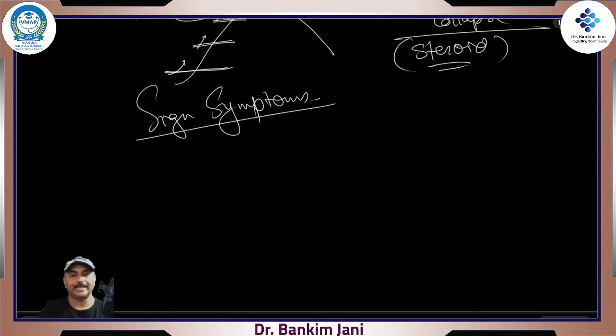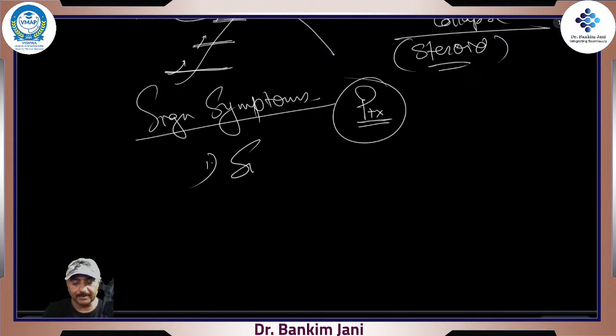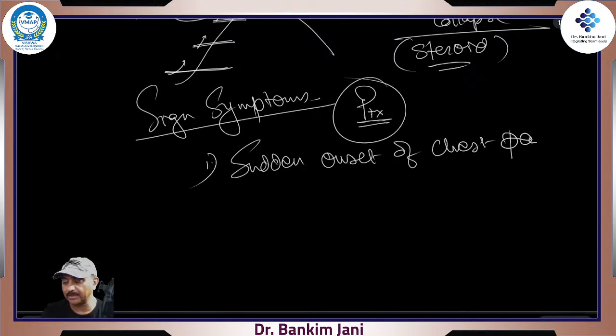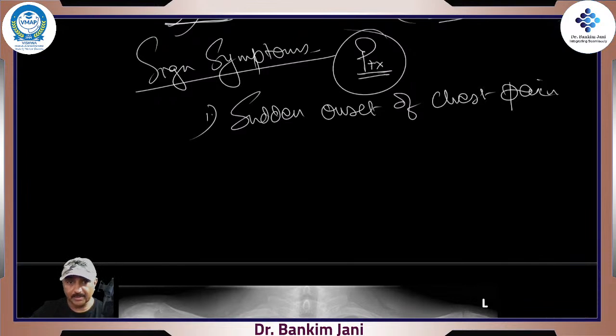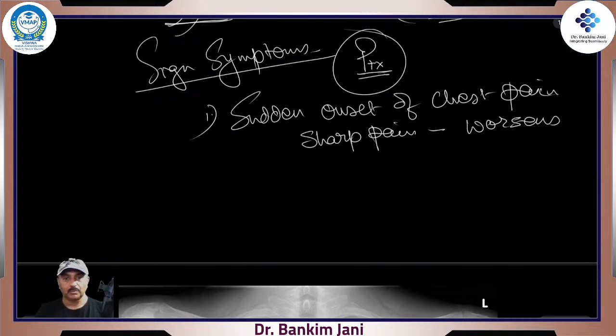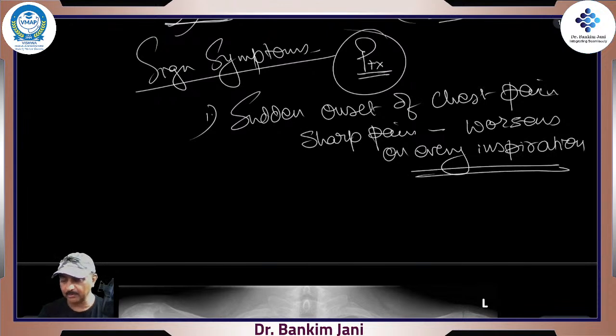Okay, so moving on to the signs and symptoms, how this pneumothorax patient would come to you. The first thing you'll find is a sudden onset of chest pain. That's why history is so important. The patient will say this is a sharp pain, and it worsens with every inspiration. If the patient is not telling you this, then you have to ask specifically. So this is sudden onset of chest pain.